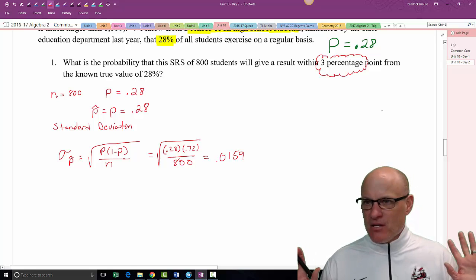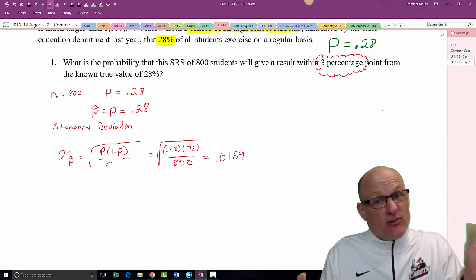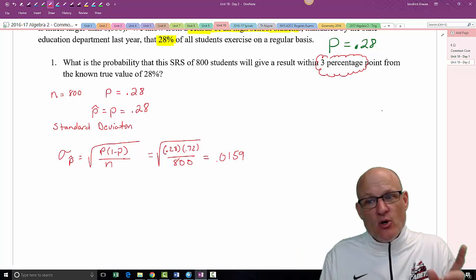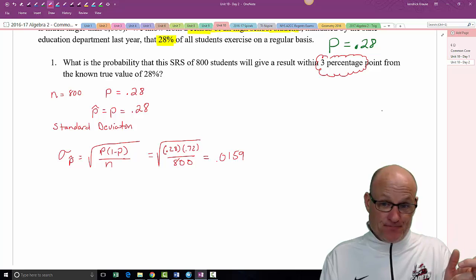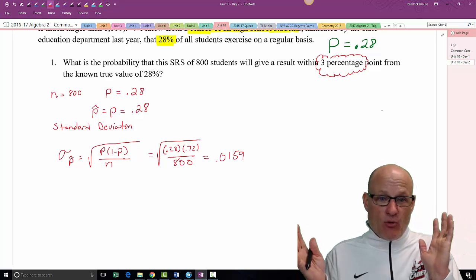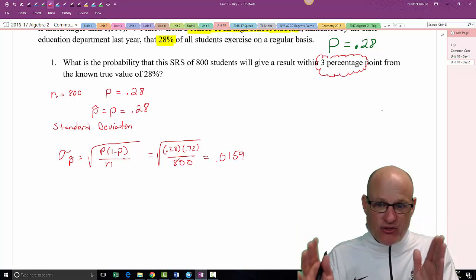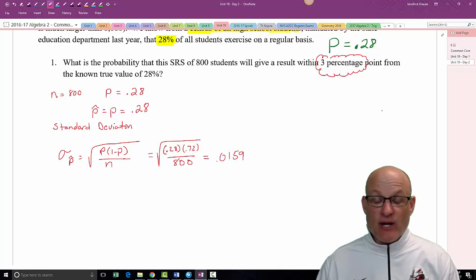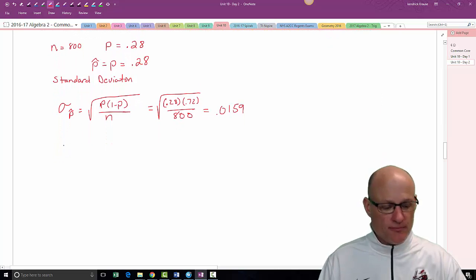Wait a second. What I want to figure out is, we're doing a sample. The true value is 0.28 or 28%. We want to figure out, if we do a sample, what is going to be the probability that I'm within 3 standard deviations of that? Okay, 3 percentage points. In other words, I want to know the probability.